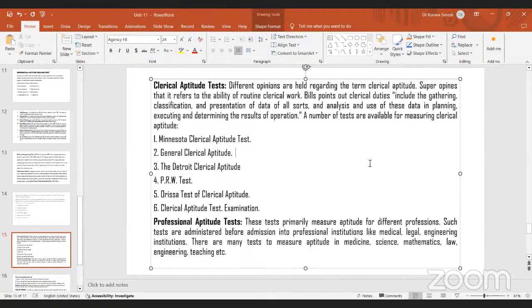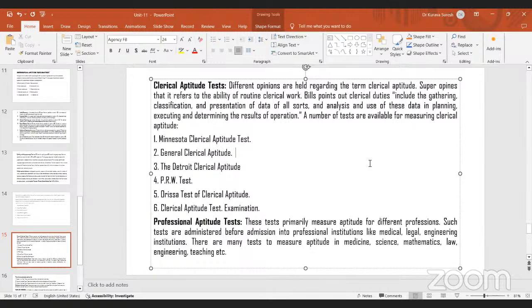A number of tests are available for measuring clerical aptitude: the Minnesota Clerical Aptitude Test, General Clerical Aptitude Test, the Detroit Clerical Aptitude Test, PRW Clerical Aptitude Test, Orissa Test of Clerical Aptitude, and the Clerical Aptitude Test and Examination.